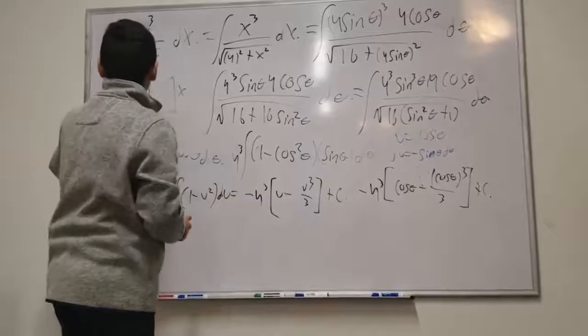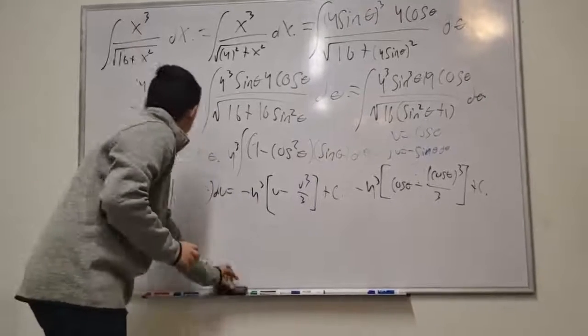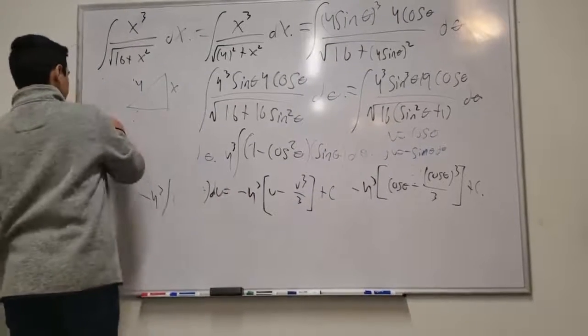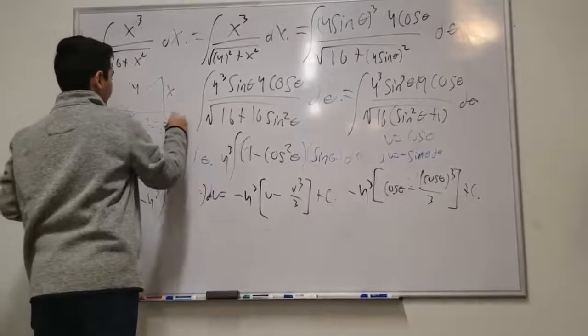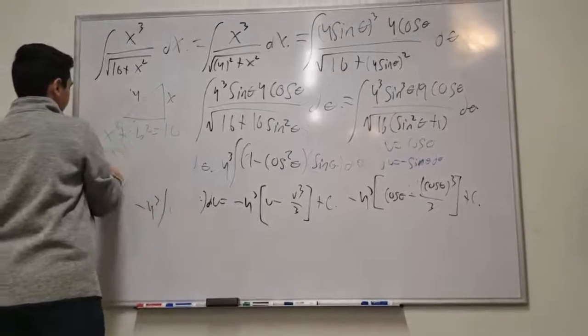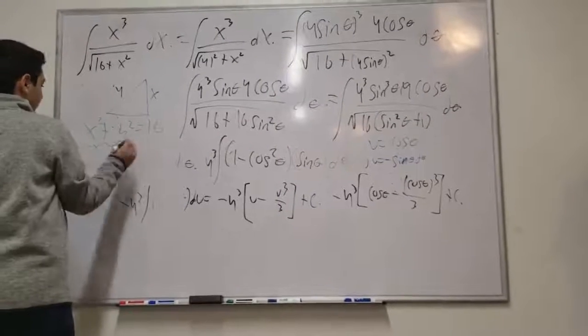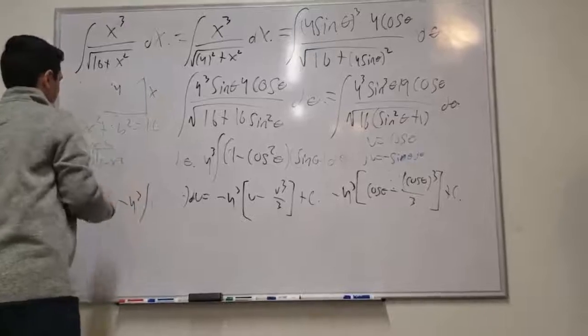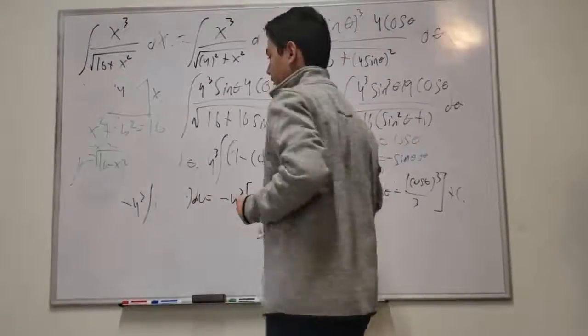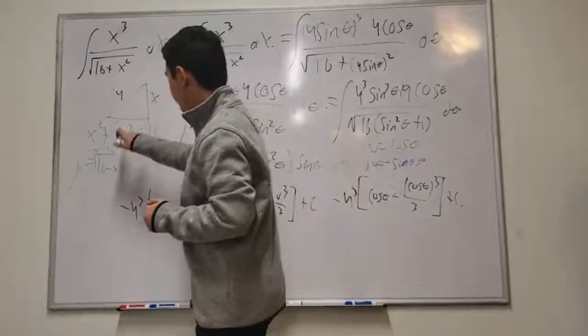So I'm going to erase some of this right here. It'll give us x squared plus b squared is equal to 16. Subtract x squared, and then take the square root. It will give us b is equal to the square root of 16 minus x squared. So this is going to be that side.